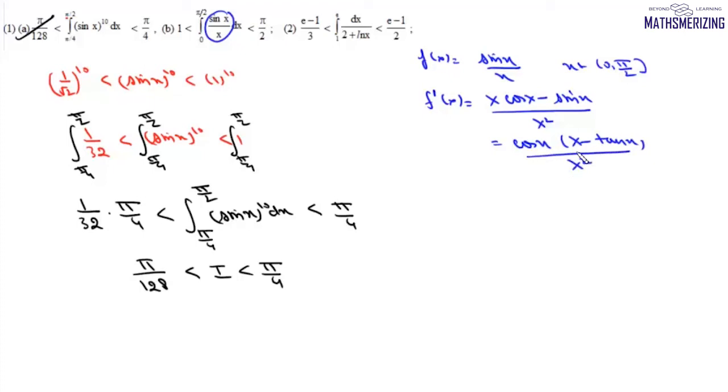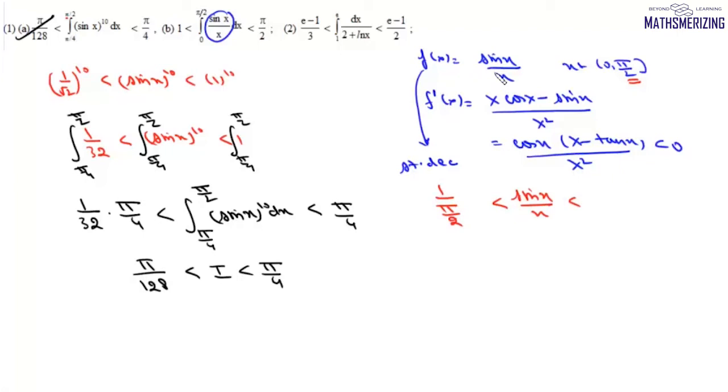Then in the first quadrant, x minus tan x is less than 0. So f'(x) is less than 0. It means this function f(x) is a strictly decreasing function. If the function is strictly decreasing, then sin x upon x will be greater than its minimum value, which will occur at the end of this interval, which is sin pi by 2 upon pi by 2, that is 1 upon pi by 2, and it'll be less than the value at 0.